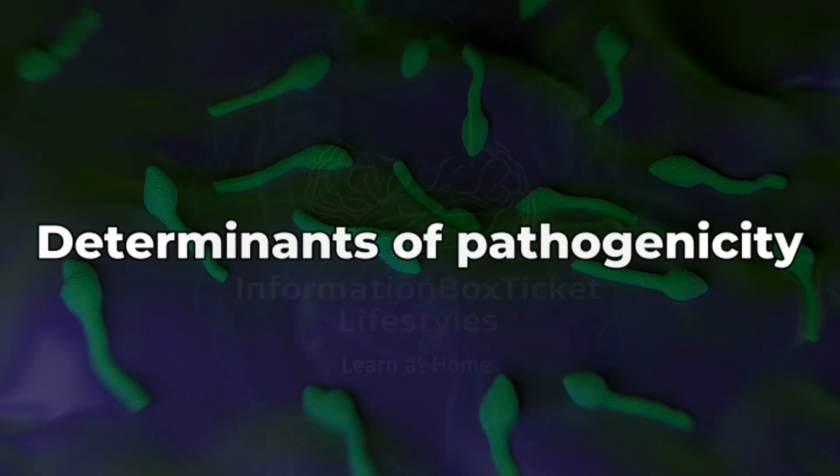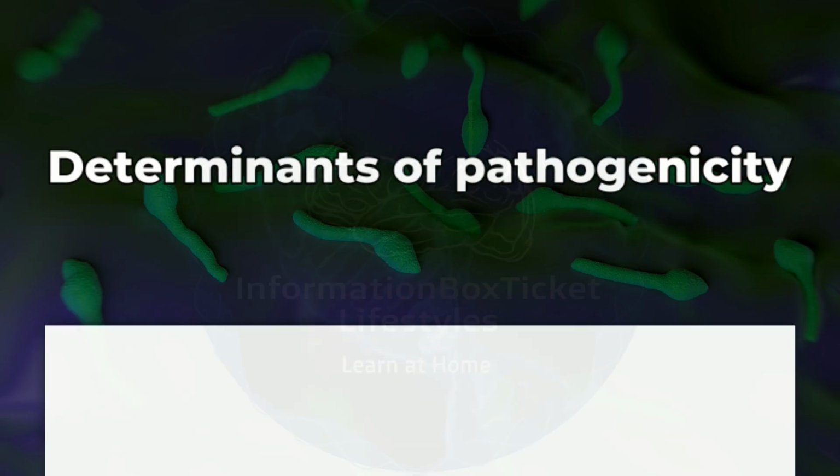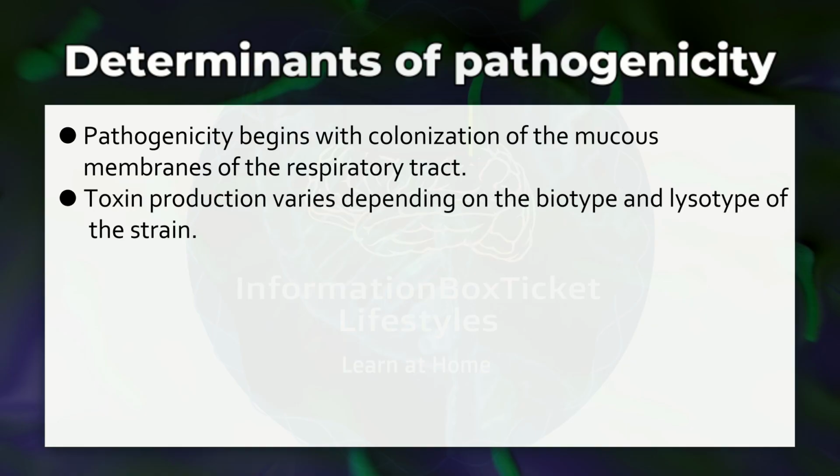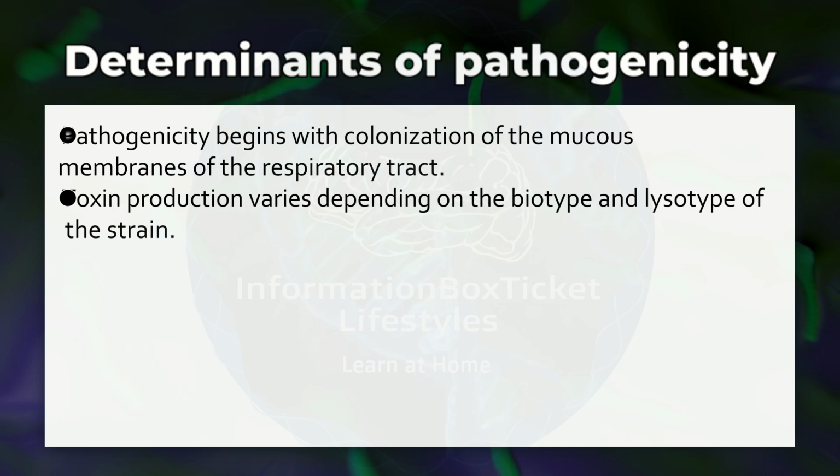Determinants of pathogenicity. Pathogenicity begins with colonization of the mucous membranes of the respiratory tract. Toxin production varies depending on the biotype and lysotype of the strain.